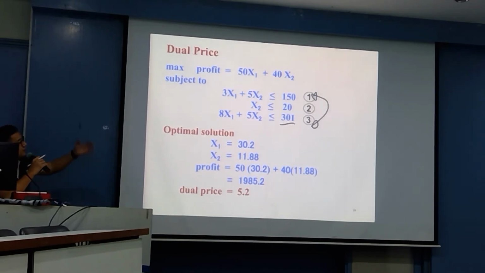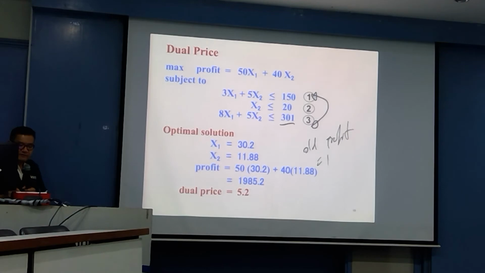You substitute into the objective function, you have the new profit 1,085.2. The old profit, remember? 1,080, right? The difference between these two values is 5.2. The problem is maximization, so think about total profit. Profit increases, right? It shows a positive result, so that's why the dual price is positive 5.2 for the third constraint.